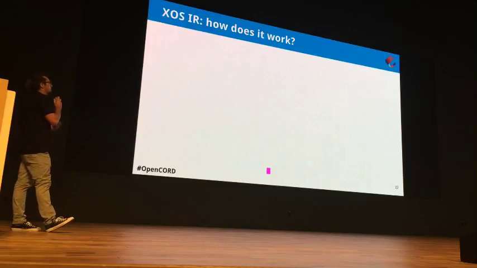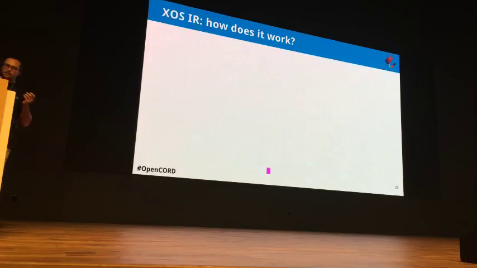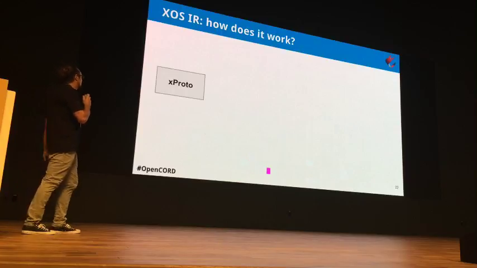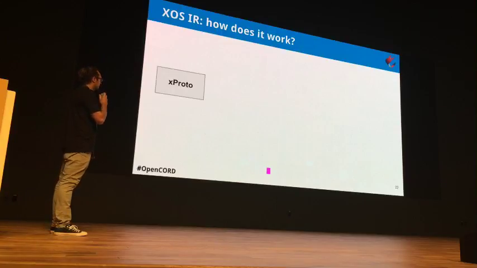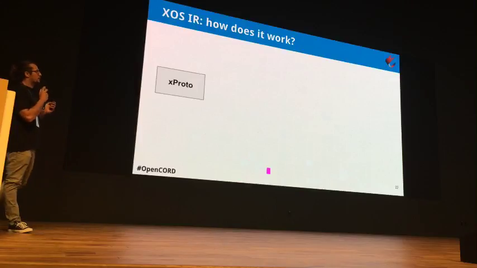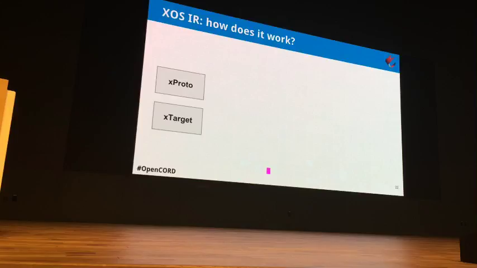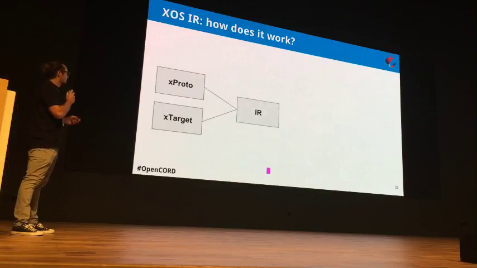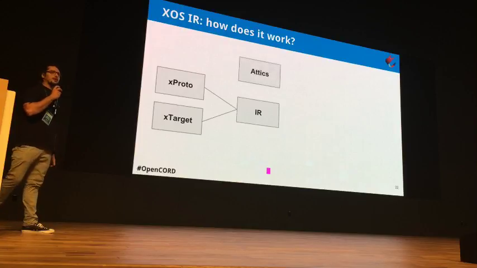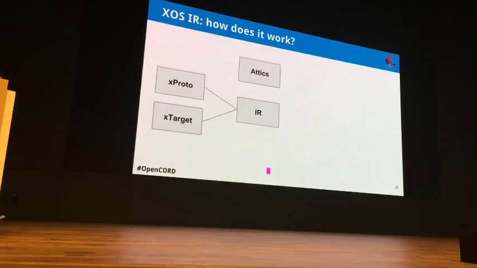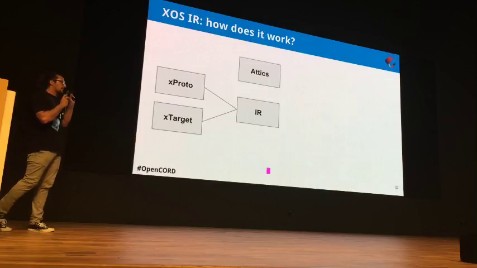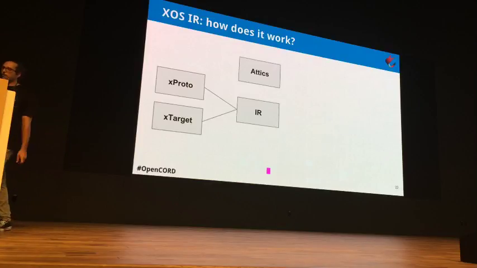How does it work? It's really an overview. There is an interesting reading in the guide of OpenCORD that goes way more in detail. But we start from our model definition. It's a text file with a particular syntax and an Xproto extension that comes together with what we call an X-target. It's basically a set of instructions on how to understand that Xproto. We compile this into an intermediate representation. And since we want you to have complete freedom to express any kind of logic that you want, you can provide us a set of attic. Attic is nothing but a piece of Python code that can do operations on your models.